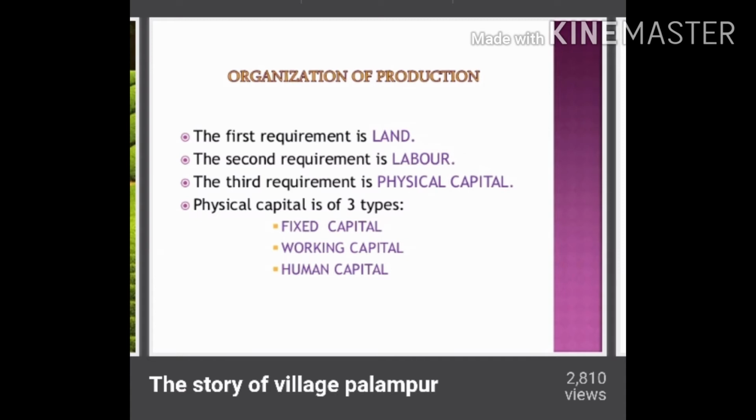Again, shall we repeat? The very first one is land. Land is required, labor is required, and physical capital is required, which is divided into three parts, that is fixed capital, working capital and human capital. If I have to set up an industry, again I need land for it, and the labor is required. If I have land but no labor, how can I go with the production work? And again fixed capital, working capital and human capital are required so that I can go with any sort of production, either agriculture work, setting up an industry, or engaging myself in transportation work.